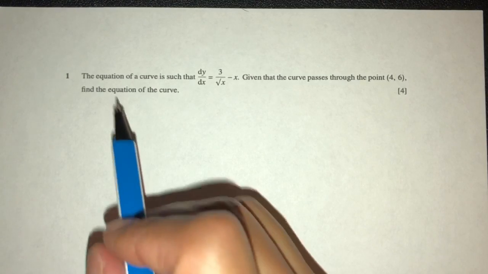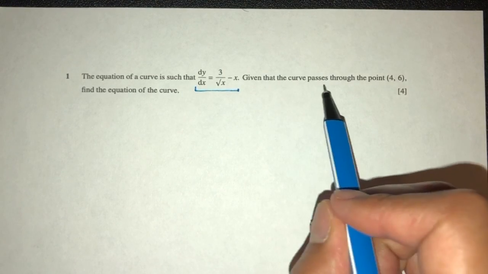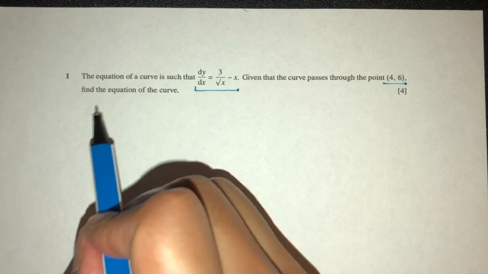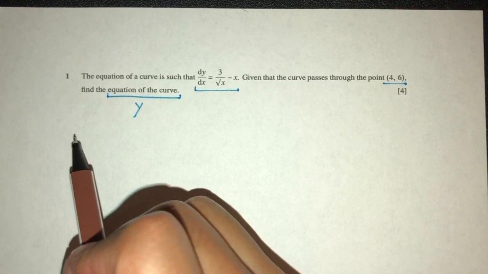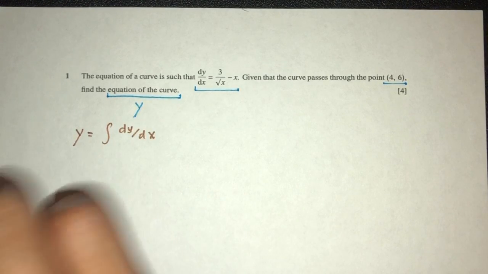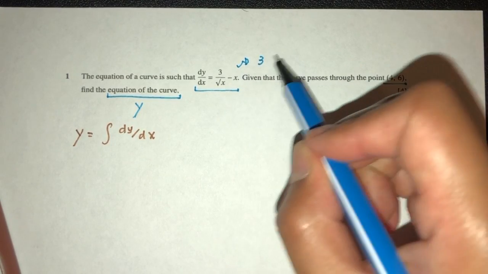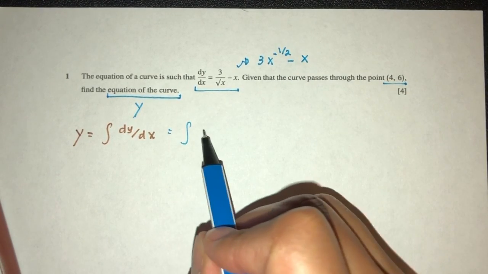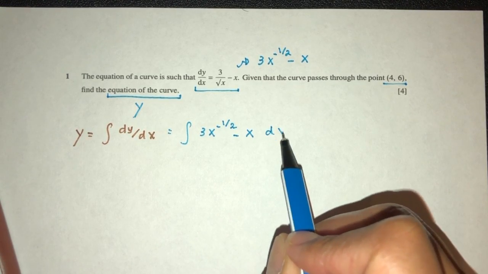Okay, so here we have the equation of a curve such that dy by dx is given by this. Given that the curve passes through this point, we have to find the equation of the curve. Again, we understand that to find the equation of the curve we have to find the value of y. To find y, we have to integrate dy by dx. So first, let's rewrite this in a way we can solve easily. We can bring this up, that will be x power minus half minus x. That will be the integration of 3x power minus half minus x with respect to dx.